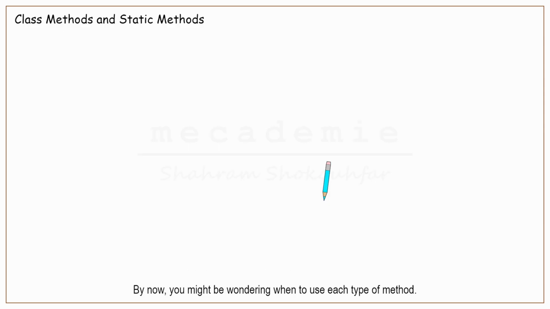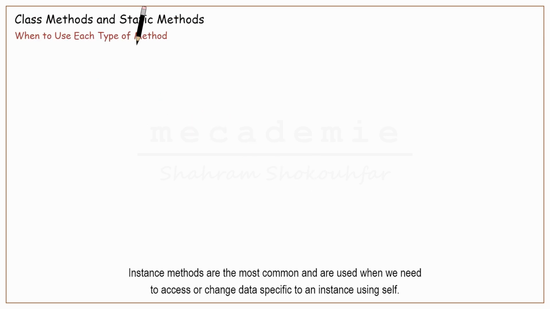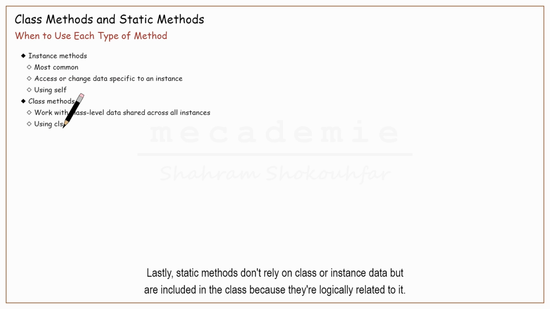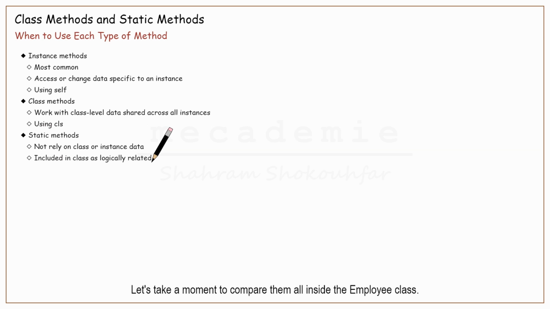By now, you might be wondering when to use each type of method. Here's a quick summary. Instance methods are the most common and are used when we need to access or change data specific to an instance using self. Class methods come in handy when we need to work with class-level data shared across all instances, using cls. Lastly, static methods don't rely on class or instance data, but are included in the class because they're logically related to it. Let's take a moment to compare them all inside the Employee class.